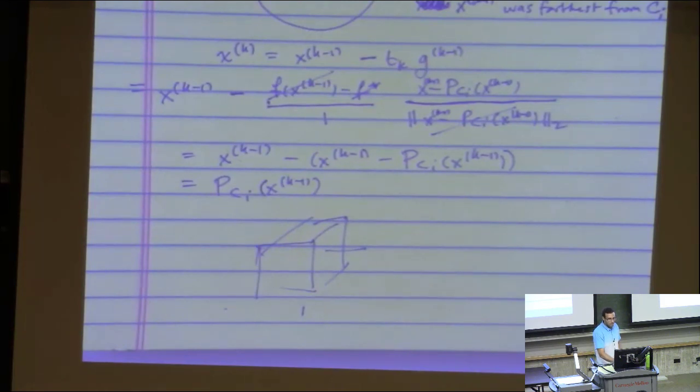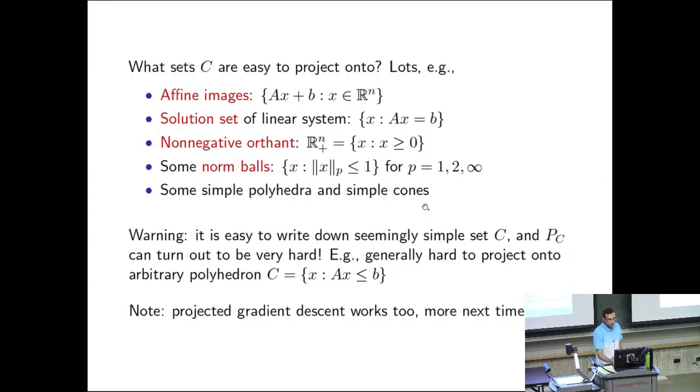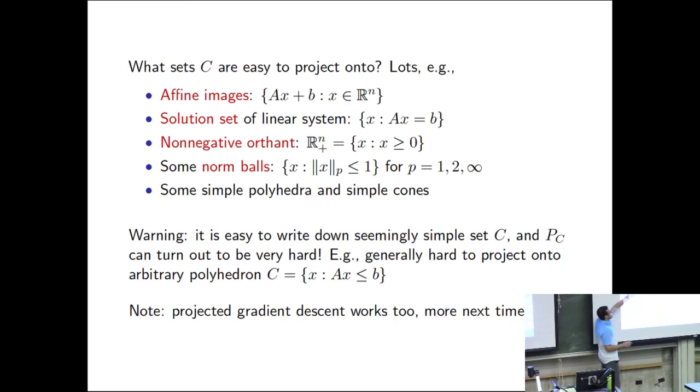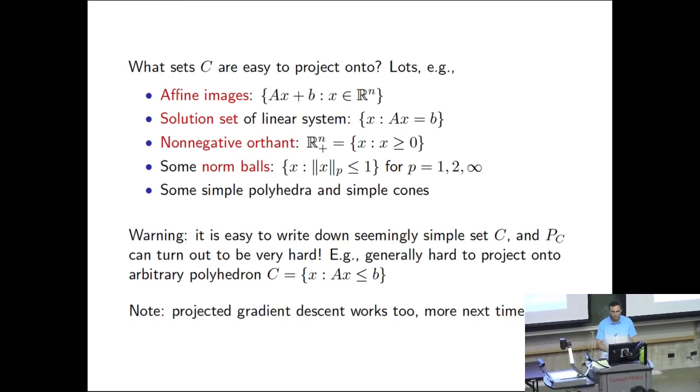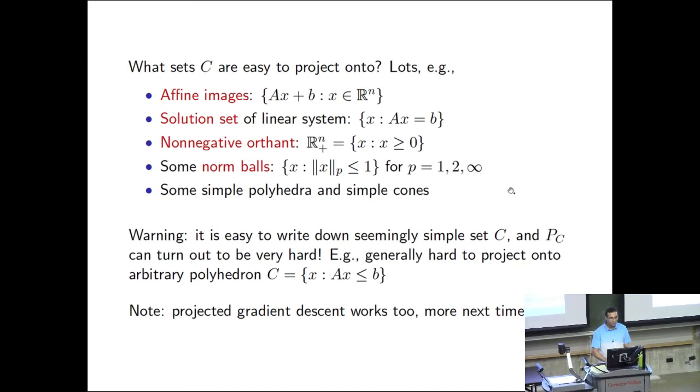Other polyhedra and simple cones, like, for example, the space of positive semi-definite matrices we can project onto. That's an example of a cone. There are lots of other simple examples. On the flip side, it's important to give a warning, which is that there are lots of things we can project onto, but it's really because these things are tractable. We can write down exact algorithms for what the projections look like. And if you just move a little bit away from this, you can end up at a set that you don't know how to project onto.